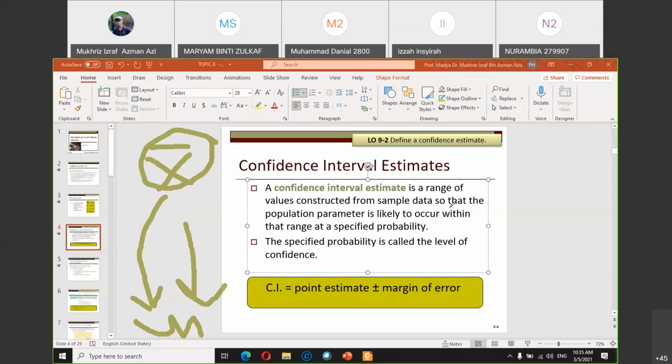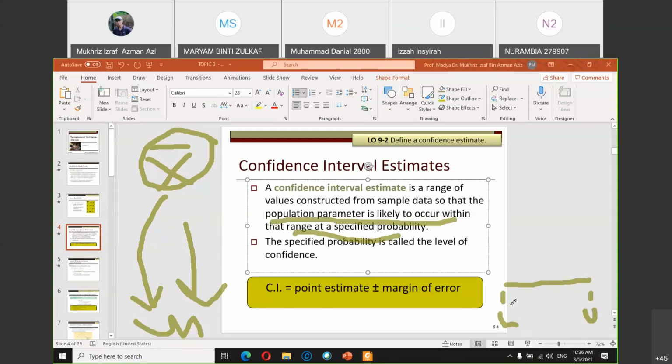So that is what is here: a range of values constructed from sample data, so that the population parameter is likely to occur within that range. So let's say you have a lower boundary and also an upper boundary. The word interval means there must be a lower value and also an upper value.